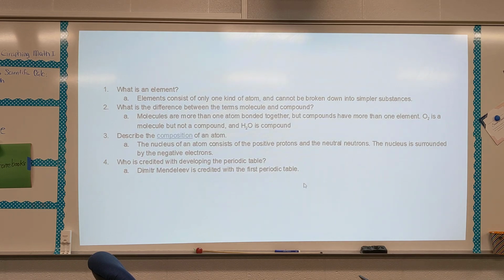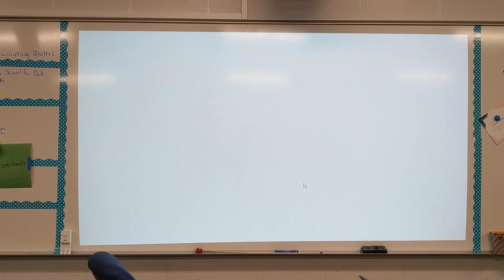Alright, so that takes us to 3.2. Is it still recording? What are the four main types of organic compounds? What do you think? Is that like the domains, or no?